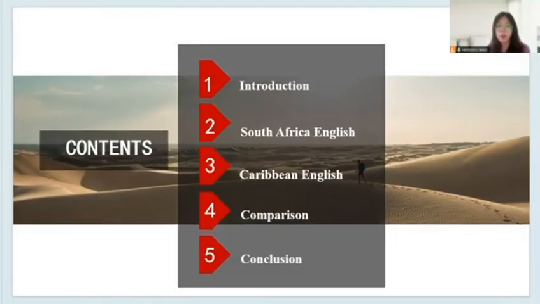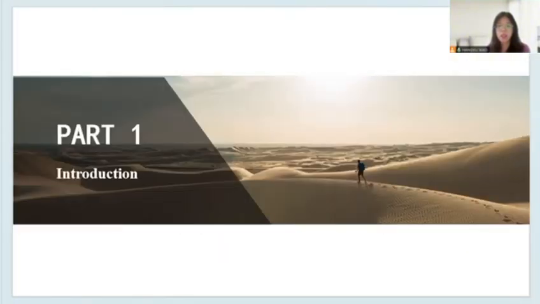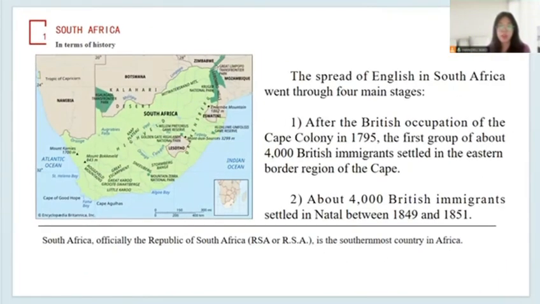In our speech, we divided into 5 parts to introduce. Let's look at the first part, introduction. Here is a map of South Africa. The spread of English in South Africa runs through 4 main stages.